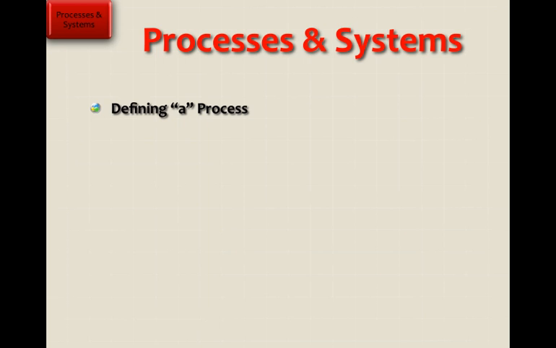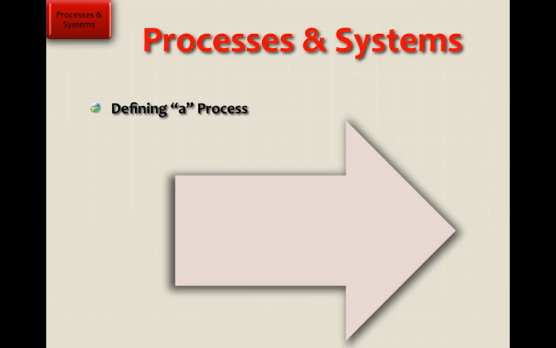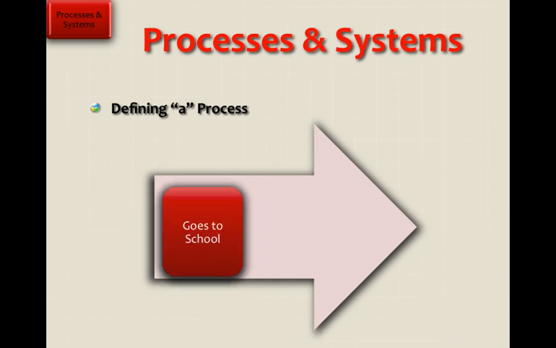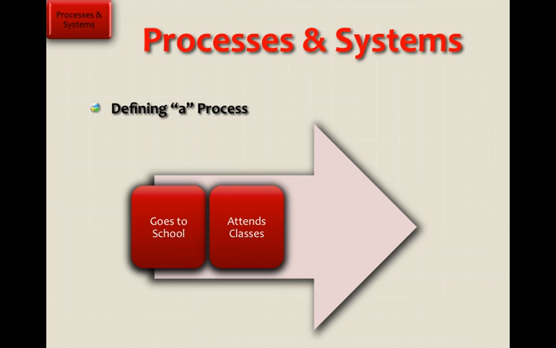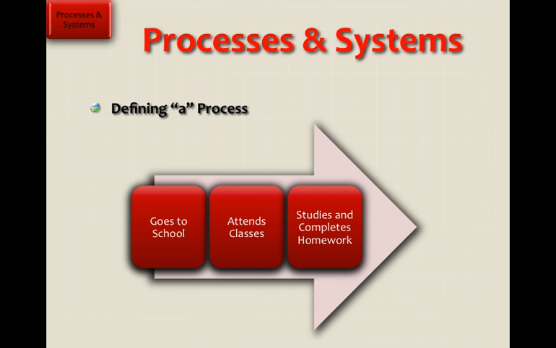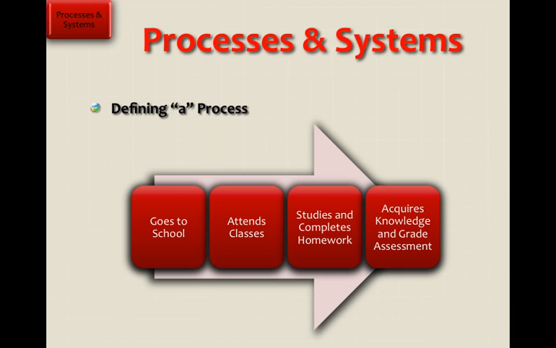When we look into defining a process, an example that I'll give in this particular slide is the process of going to school. And in that process, a student or person attends classes, and then once they attend classes, there are studies that are done, and they complete their homework or assignments. They then, at that point, acquire a certain level of knowledge, which is assessed. This is a simplified example of what a process might look like.